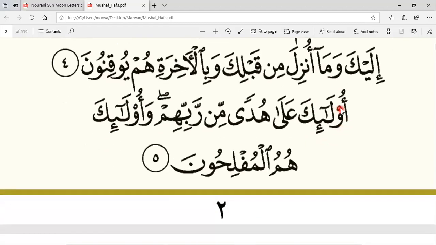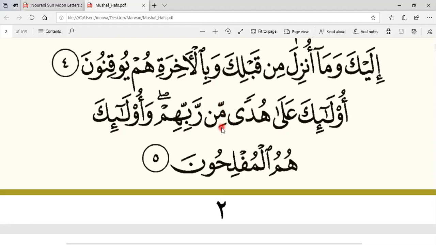This symbol we talked about in the Quran means you ignore this letter. Anytime you see the symbol, that means this letter is ignored. So we are not going to extend the u. This is ignored as if it's not there. So we say u la ika a la hudan.